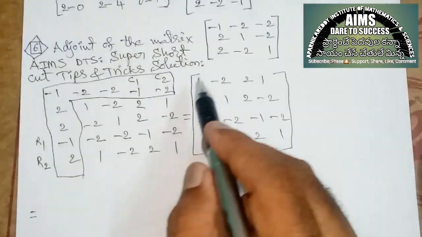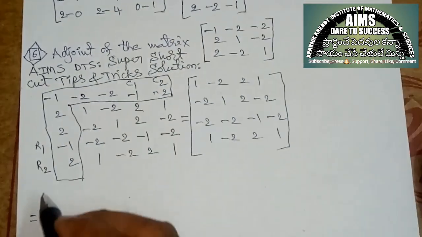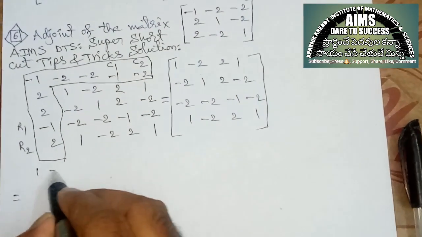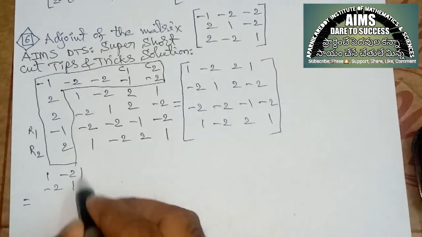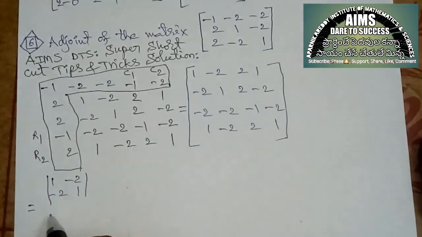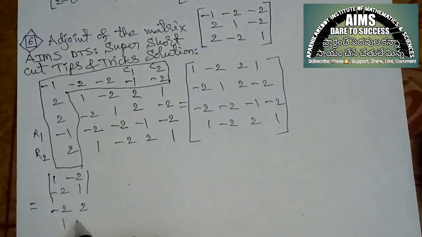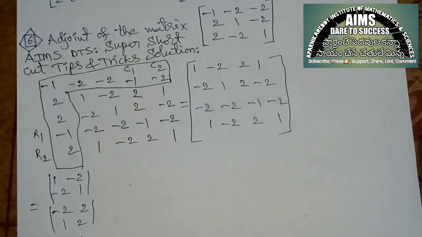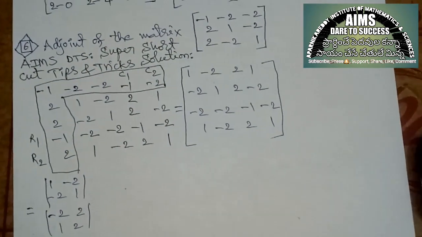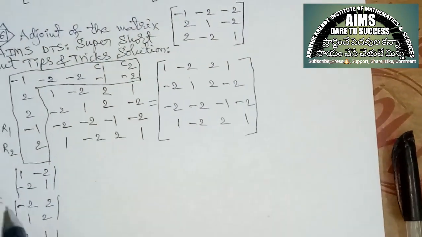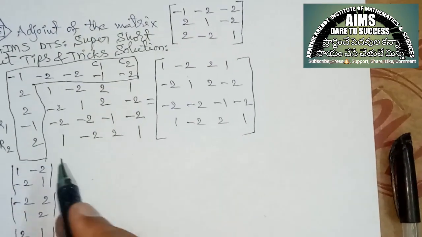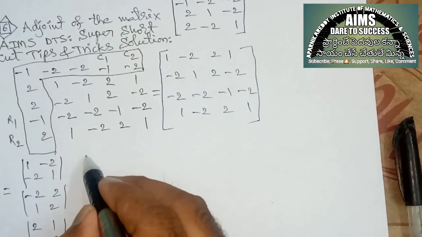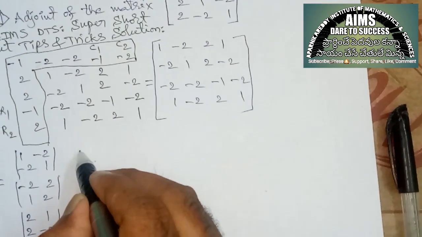What is that determinant concept? Take row 1 and row 2 and write column-wise in small determinants: 1, -2, -2, 1. After that -2, 2, 1, 2. After that 2, 1, 2, -2. Assuming row 1 and row 2, write in column 1. Next, assuming row 2 and row 3, write in column 2.